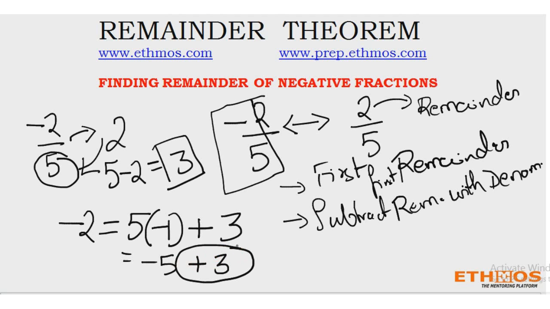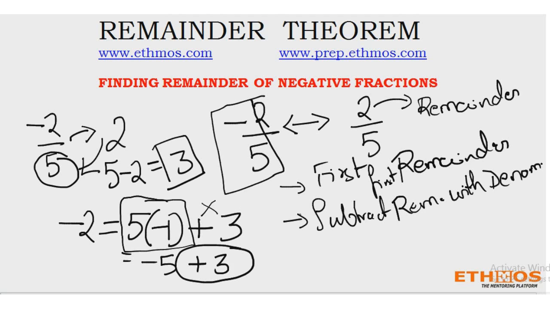As I told in my first video, the remainder always has to be positive. It cannot be negative. Whatever negative number you have, you have to multiply over here and not over here. So the people who say that there is a positive remainder and a negative remainder are wrong. All remainders are positive.